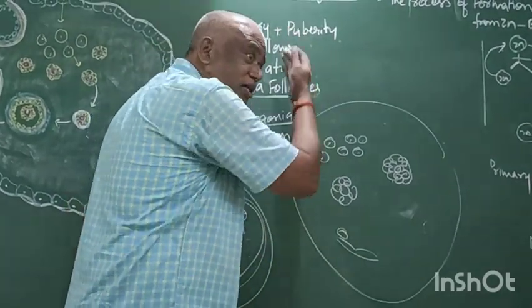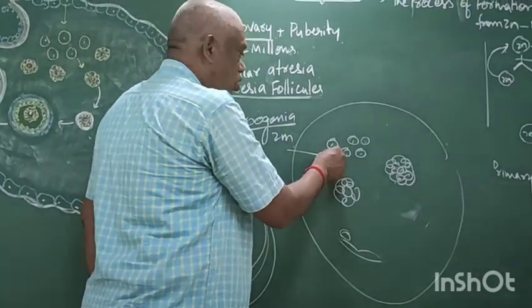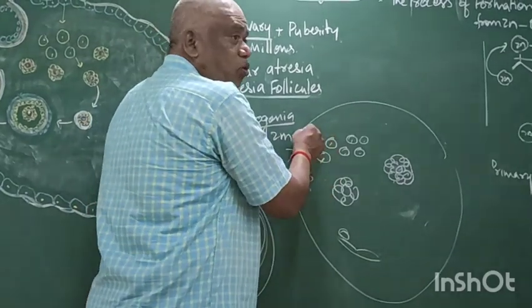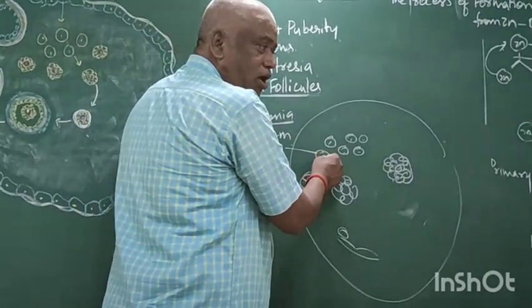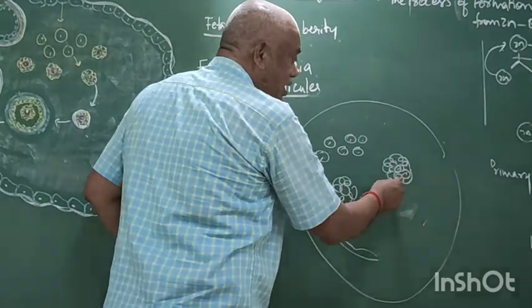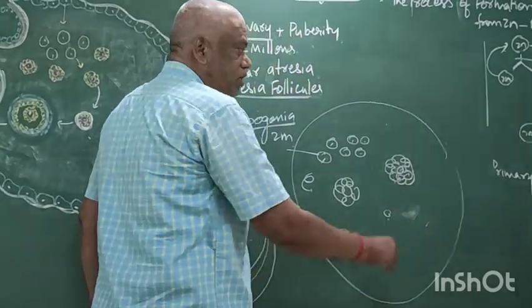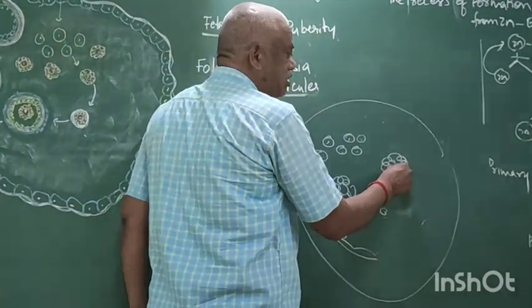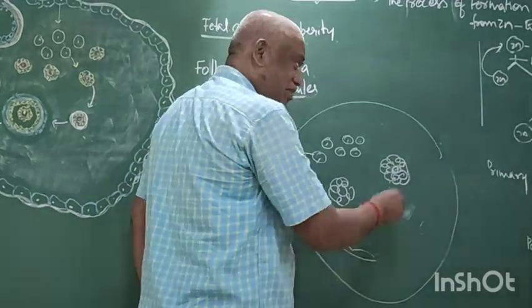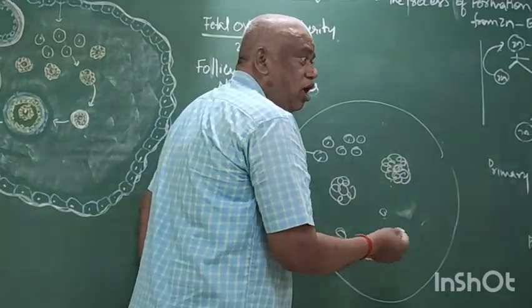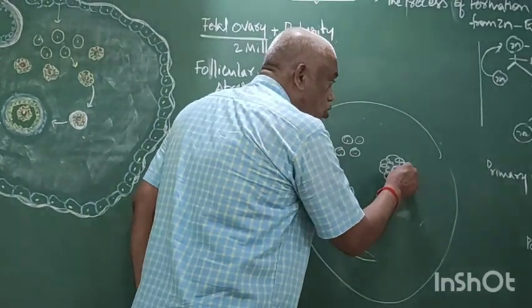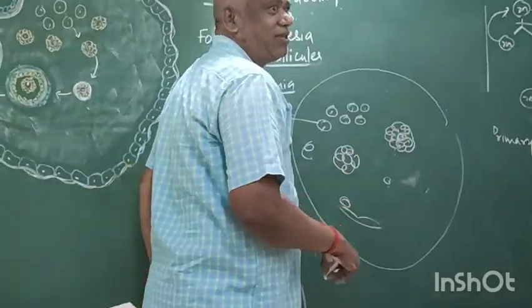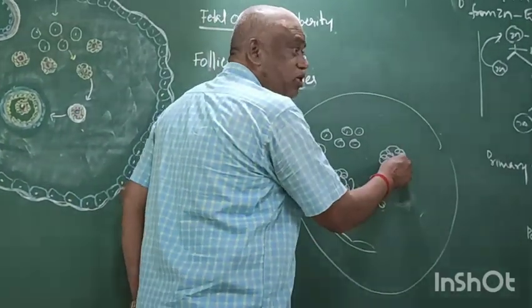This is millions. Who are millions? Oogonia. 2 millions of oogonia, now separated and arranged as clusters. Now it is one cluster. In this cluster, the central cell, that is the central oogonia, feeds the other oogonia and they grow inside. They stop the division.